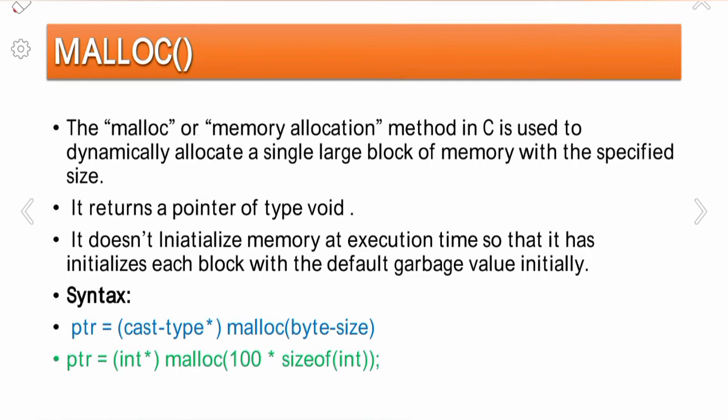Here is the example for this malloc function. I am going to typecast the given size of integer. So int pointer malloc of 100 into size of int. What is the size of int here? 4 bytes. That is 4 into 100, that is 400 bytes of memory will be allocated using the malloc function.